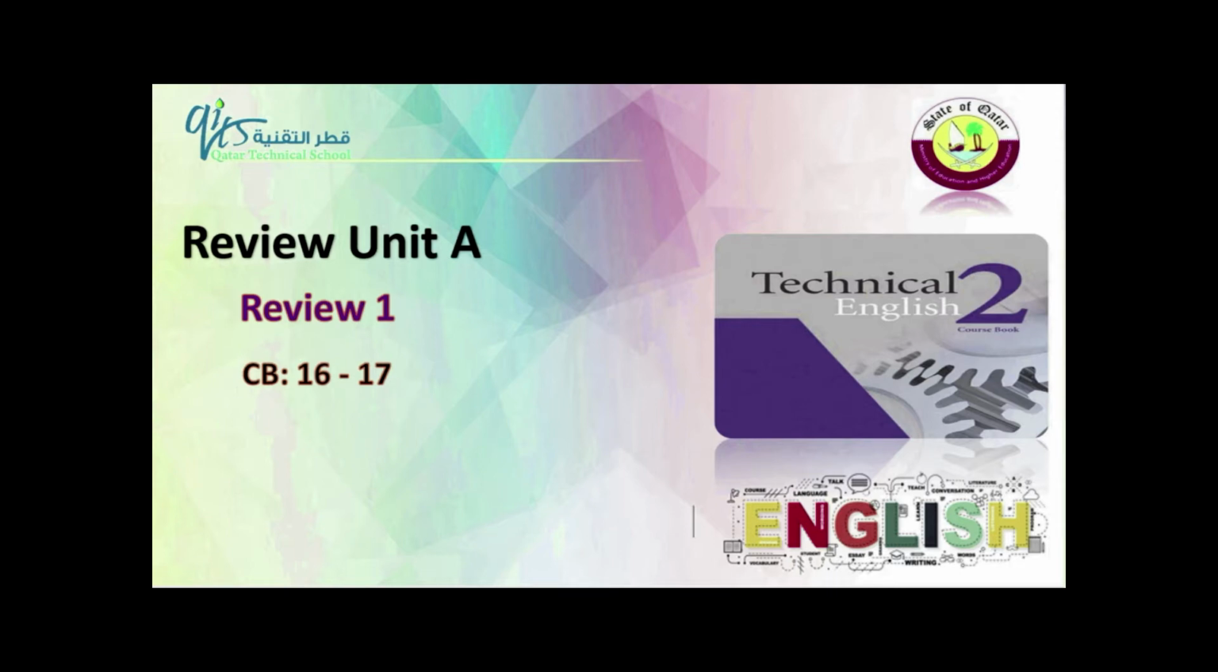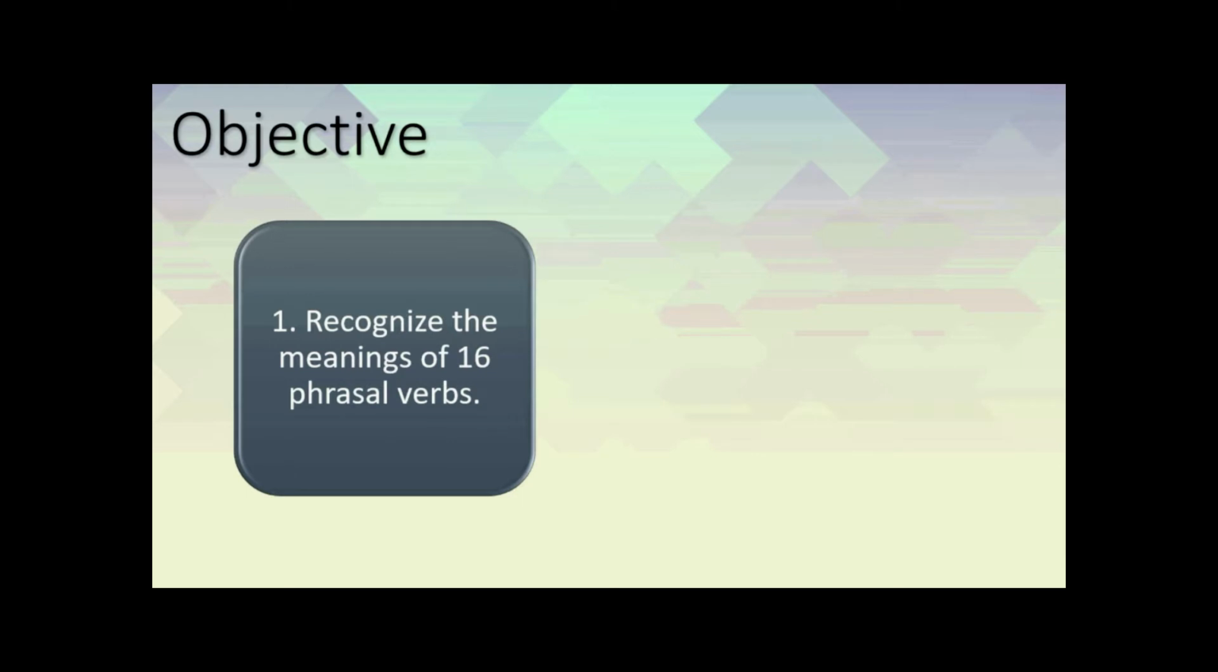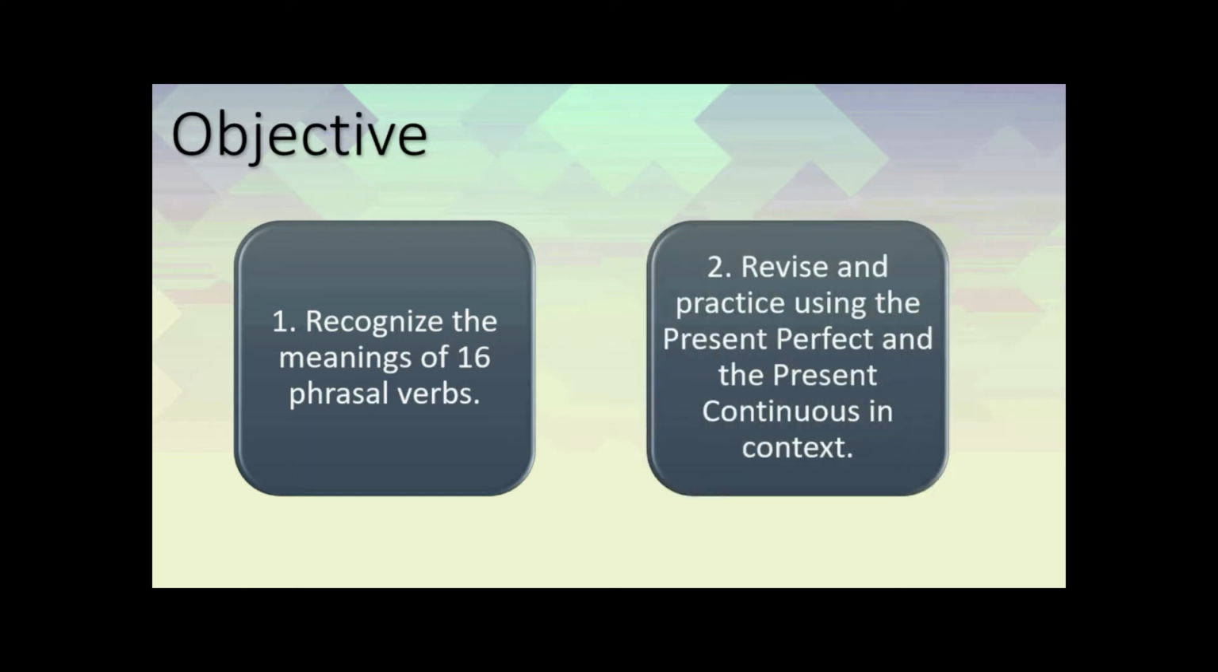Now let's look at the objectives. We have 2 main objectives in this lesson. Number 1, to recognize the meanings of 16 phrasal verbs. Number 2, to revise and practice using the present perfect and the present continuous in context. Let's start.